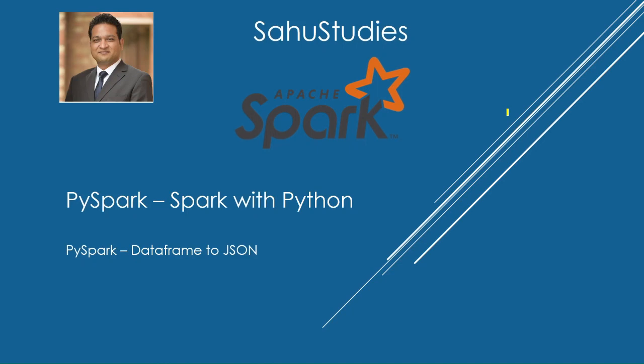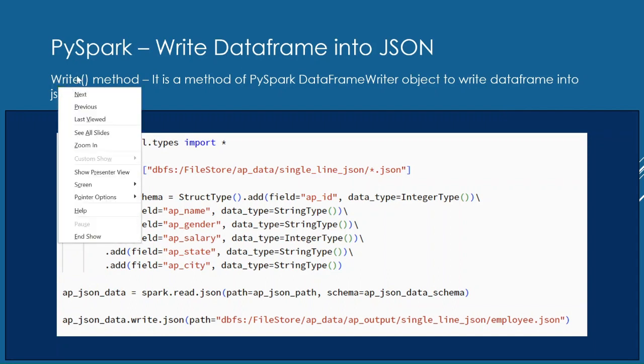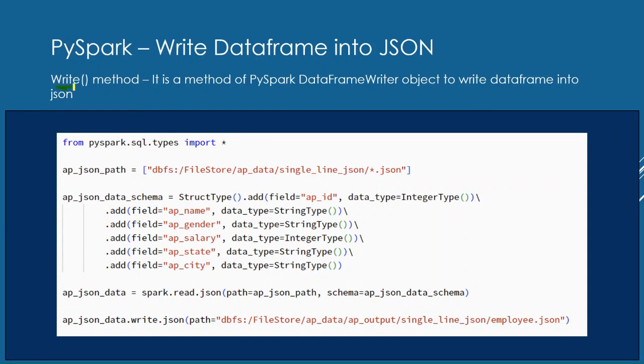In this video, we are going to see how to create JSON from a data frame. There is a method known as the write method, which is present in the DataFrameWriter object. We are going to use this method to create a JSON file from a data frame object. So how are we going to do this exercise?